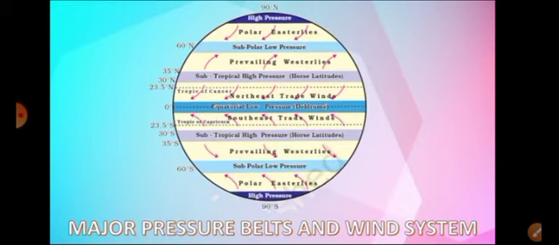Next, seasonal winds. These winds change their direction in different seasons. For example, monsoon in India. Local winds. These winds blow only during a particular period of the day or year in a small area. Lu is a local wind.